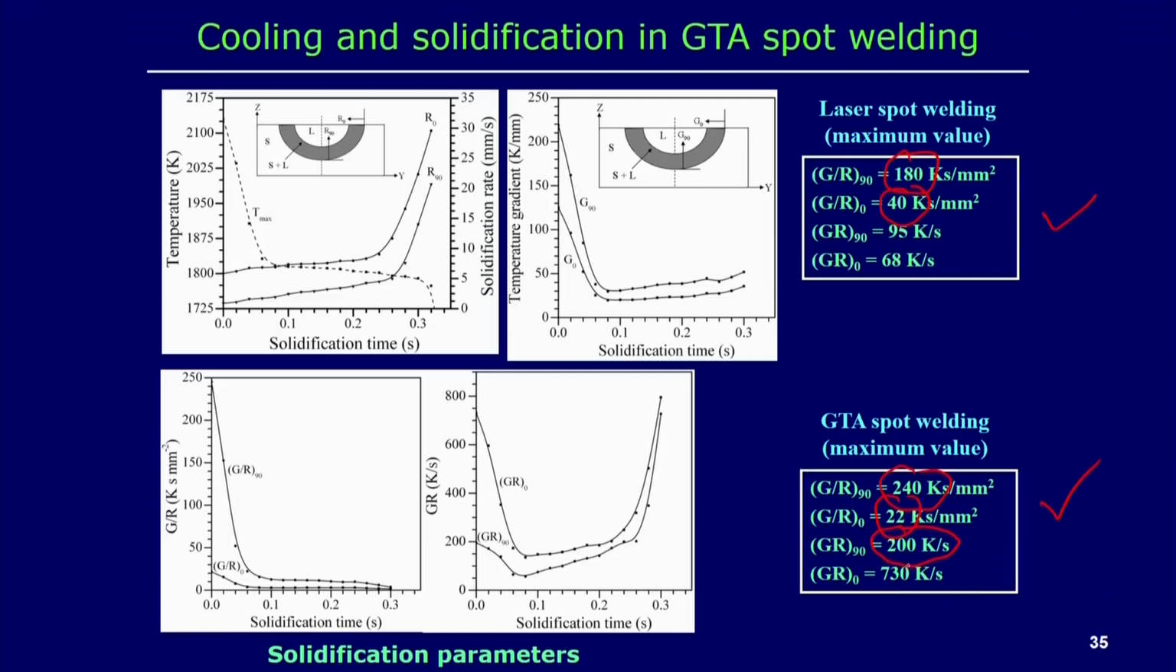And if we see at 0 degree, we found 730 Kelvin in case of GTA welding, but in case of laser welding it is less. So, what we understand is that along the width direction the cooling rate is more in case of GTA spot welding as compared to laser, but along the depth direction the cooling rate is more in case of laser spot welding as compared to the GTA spot welding process.